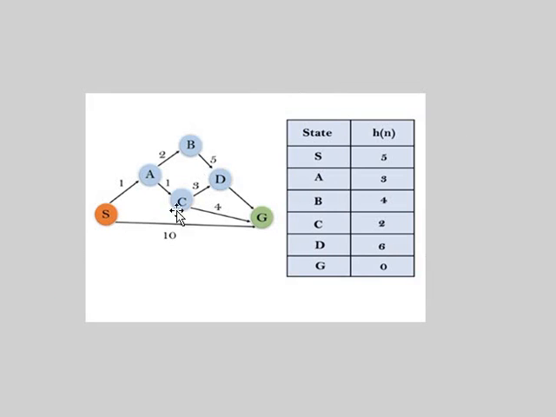Here is the graph, which consists of 6 nodes, and this table is given which represents your state and the heuristic value associated with each node. So for the node S, the value is 5, for A it is 3, for B it is 4, for C it is 2, for D it is 6, and for G it is 0.